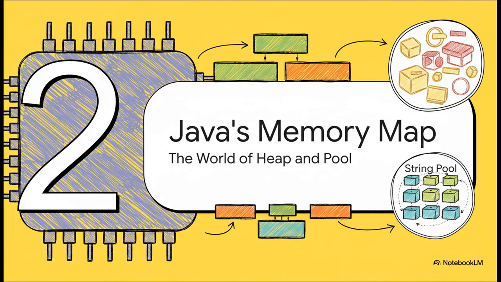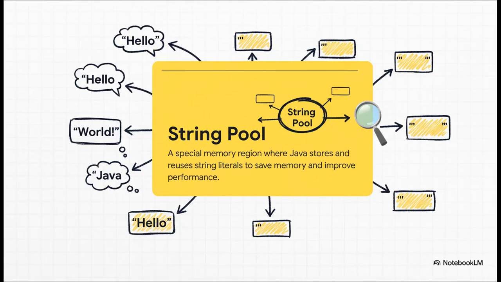So we know what happens, but now we need to understand why. To get why those addresses are different, we have to take a little peek inside Java's memory. And this is where we find 2 very important places, the heap and the string pool. First up, the string pool. Think of this as a special, super optimized storage area.